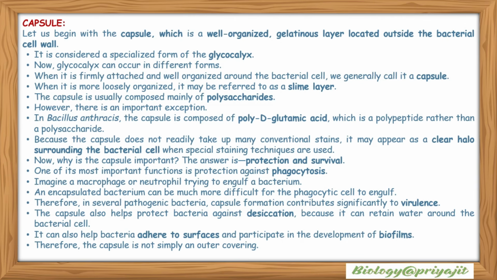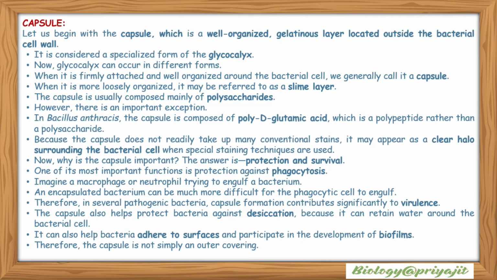Capsule. Let us begin with the capsule, which is a well organized gelatinous layer located outside the bacterial cell wall. It is considered a specialized form of the glycocalyx. Now glycocalyx can occur in different forms. When it is firmly attached and well organized around the bacterial cell, we generally call it a capsule. When it is more loosely organized, it may be referred to as a slime layer. The capsule is usually composed mainly of polysaccharides. However, there is an important exception. In Bacillus anthracis, the capsule is composed of poly-D-glutamic acid, which is a peptide rather than a polysaccharide.